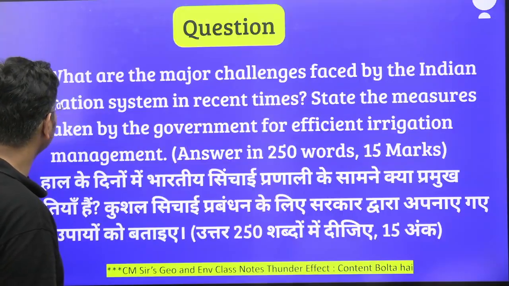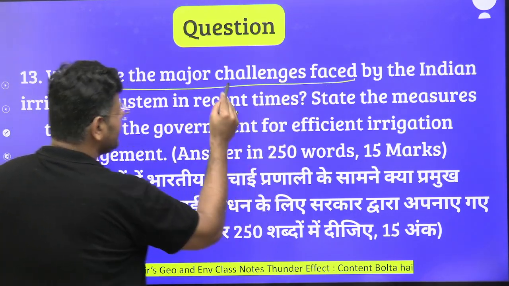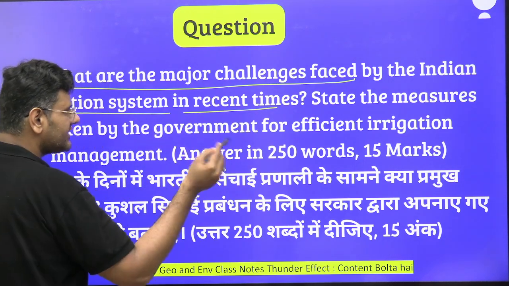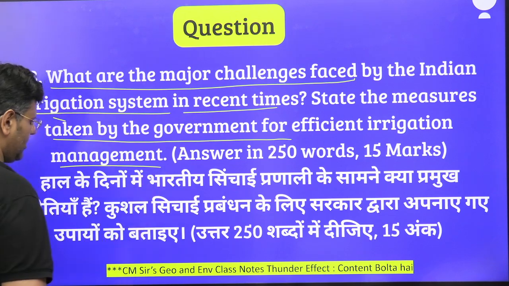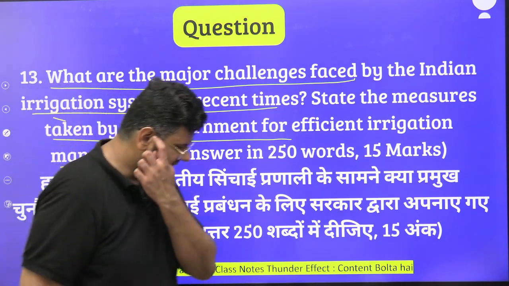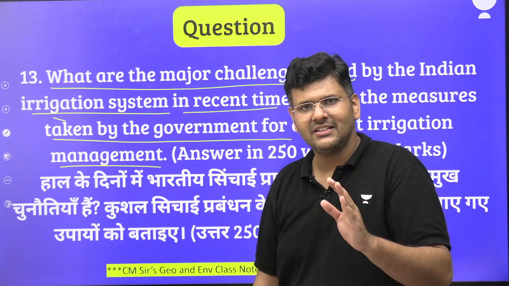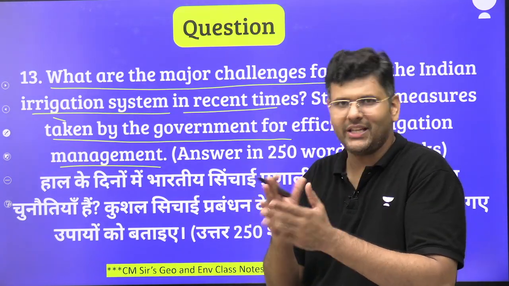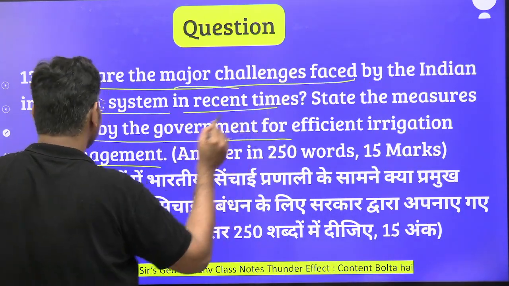Okay, moving forward. What are the major challenges faced by the Indian irrigation system in recent times? State the measures taken by the government for efficient irrigation management. Okay, I think we have done this again in the class where we discussed how irrigation is not working well. And very easy questions, sir, very easy. Major challenges faced by Indian irrigation.